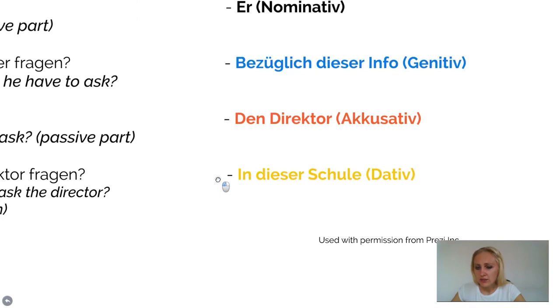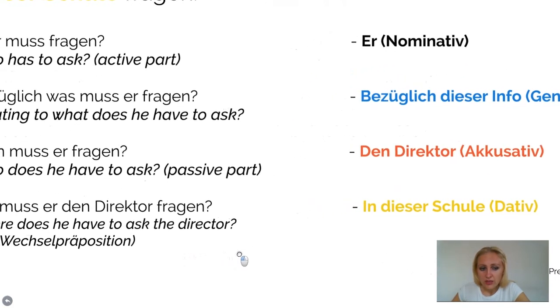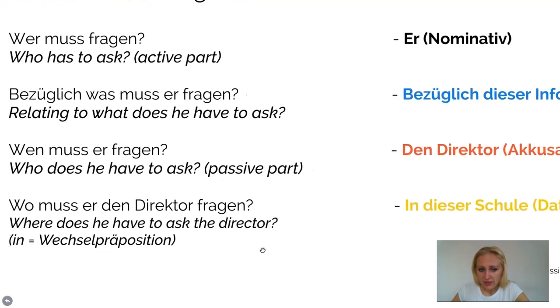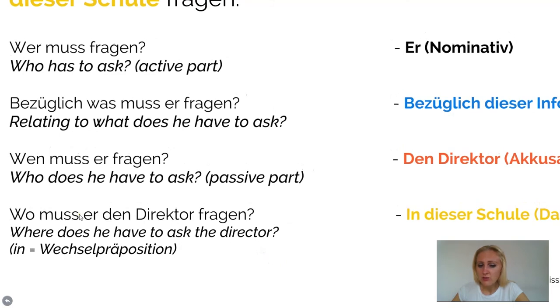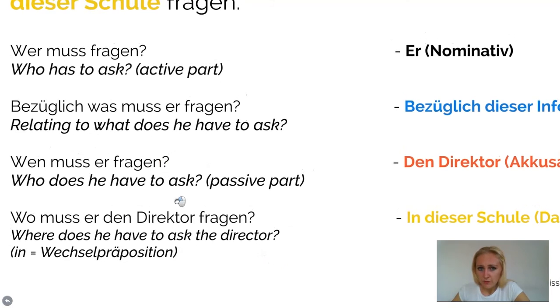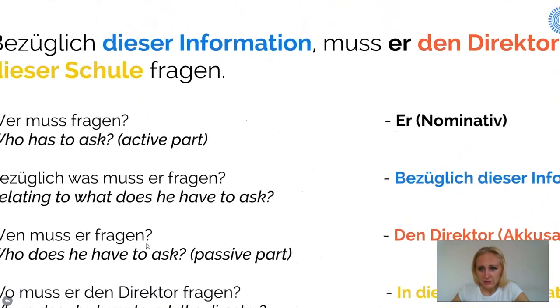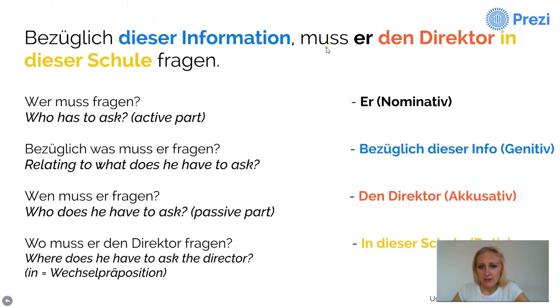In dieser Schule, that's the dative object here, die Schule, dieser Schule. We have to use the dative case, because now he is not moving, he is not going to the school. The sentence here is, let me zoom it out, muss den Direktor in dieser Schule fragen. We are not saying he has to go to the school. The director is in the school already. So the question is wo. Wo muss den Direktor fragen? Where does he have to ask him?